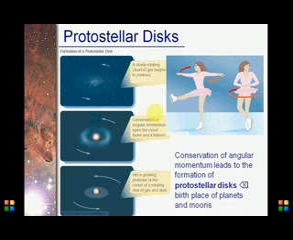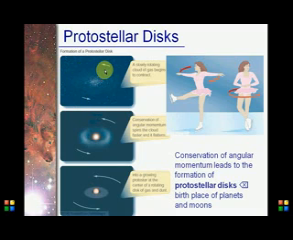Due to conservation of angular momentum, this leads to the formation of protostellar disks. So what are the protostellar disks? When a molecular cloud starts to collide and collapse, it keeps rotating around its center.